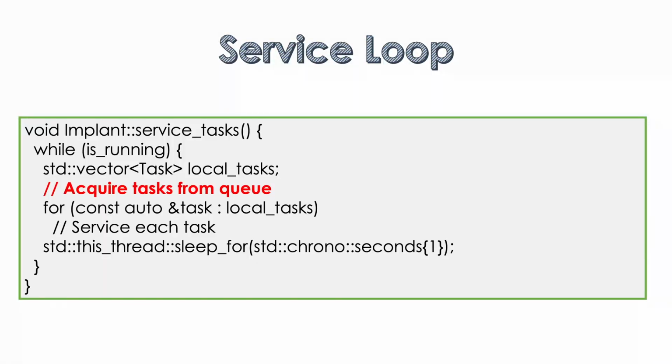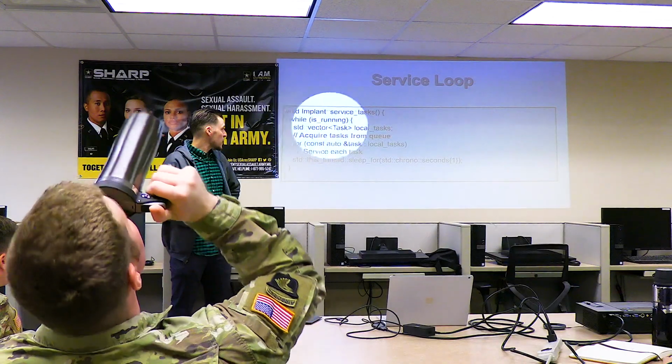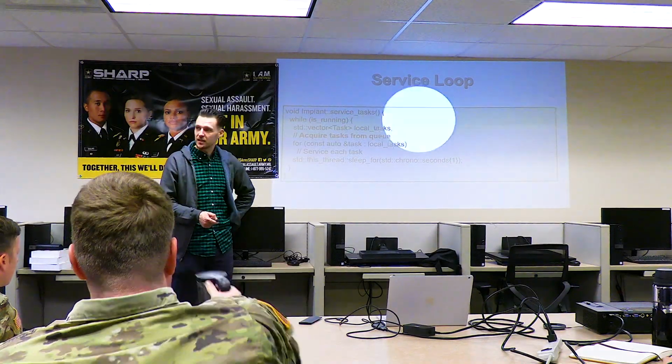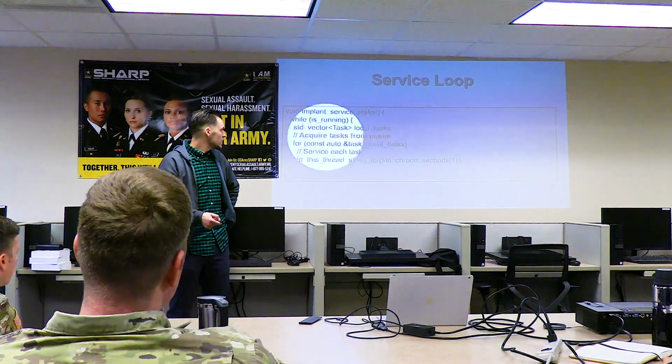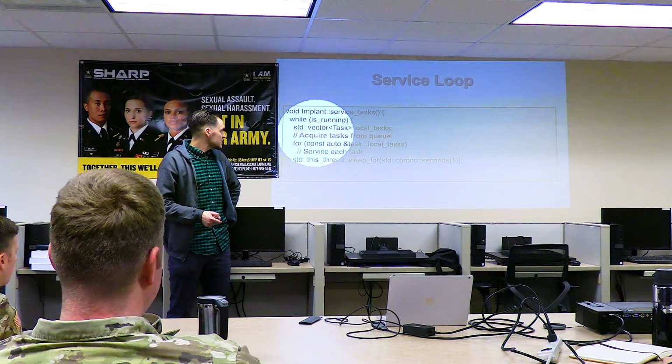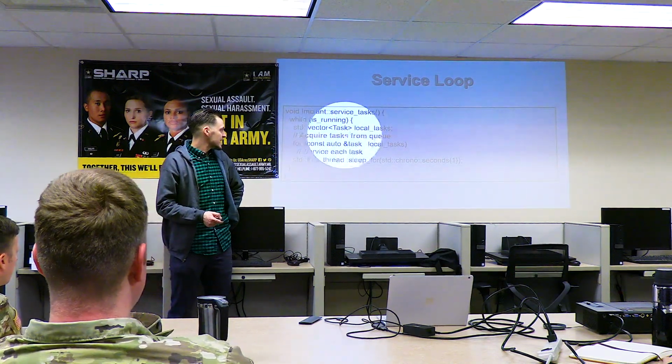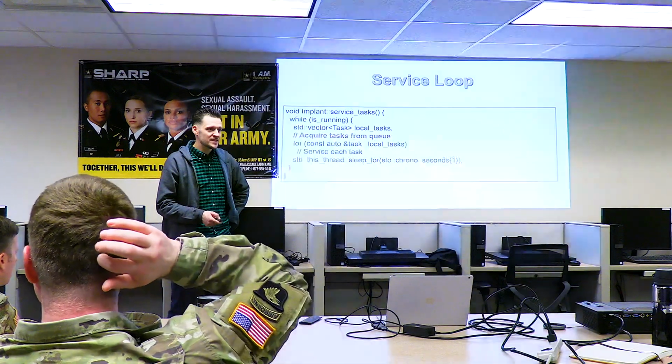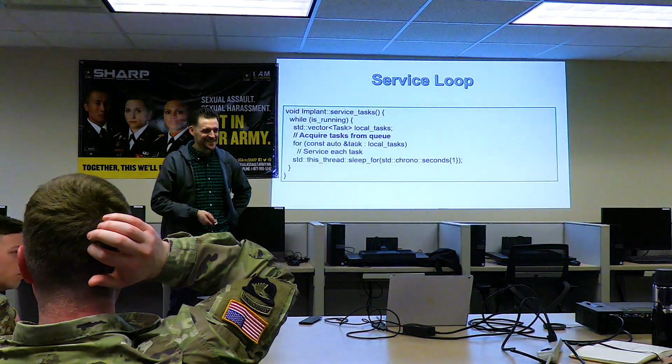Cool. So that was the beacon loop at a high level. Let's talk about the service loop at a high level. You'll notice again, there's this while is running, like there was one in the beacon loop as well. Here we see this vector with this kind of interesting syntax. Do you know what these angle brackets are? Has anybody seen these?